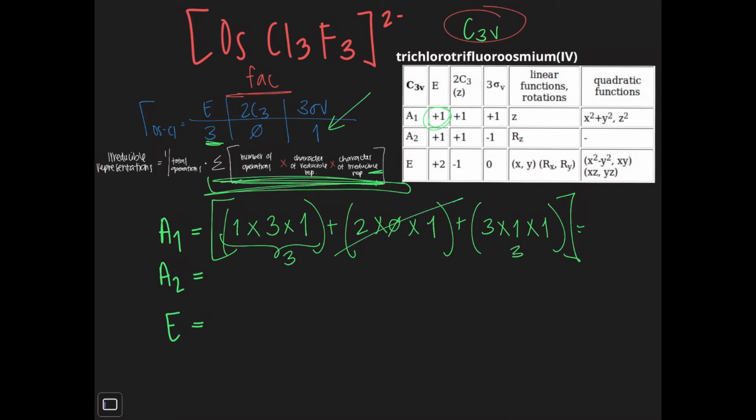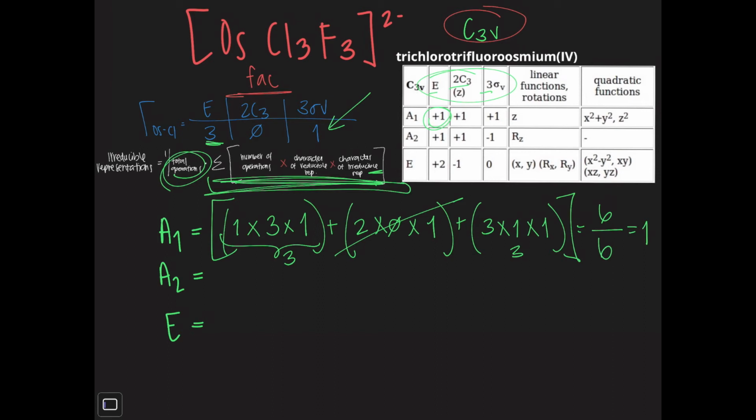So we add 3 plus 3, that's 6, and then we're always going to divide that by the total operations in this point group, which is 3 plus 2 plus 1, which is 6, so 6 over 6, that's 1.